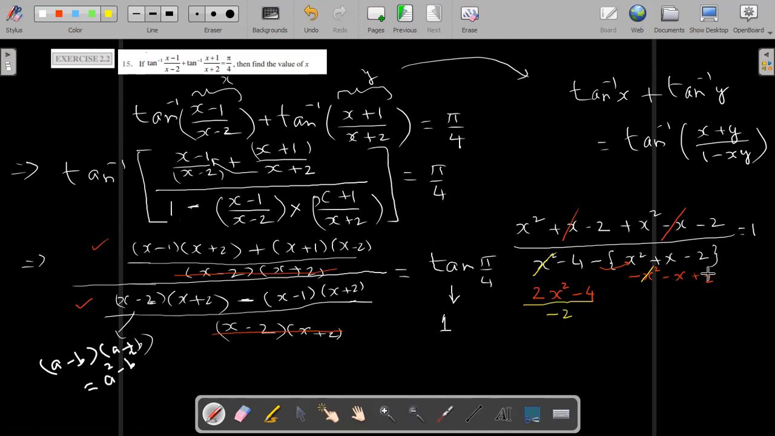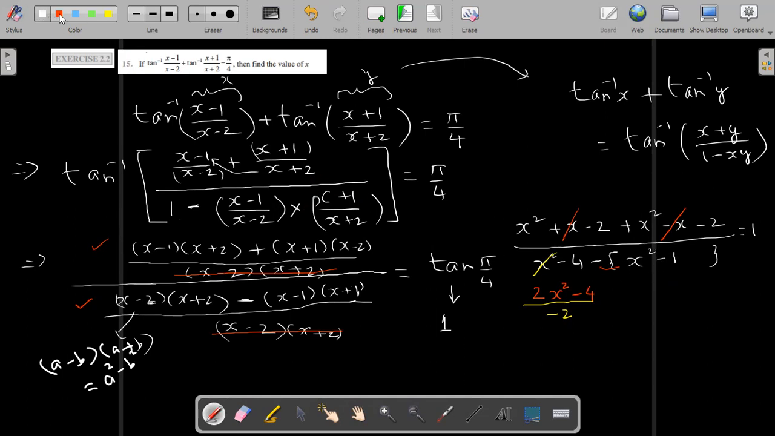Minus 4. This will be x minus 1, x plus 1. Yes, make the correction here. x plus 1, this is not x plus 2. This is x plus 1. When it is x plus 1, then you can make some correction here also. Inside the bracket, we will get x square minus 1. We get x plus 1, x minus 1 is x square minus 1.